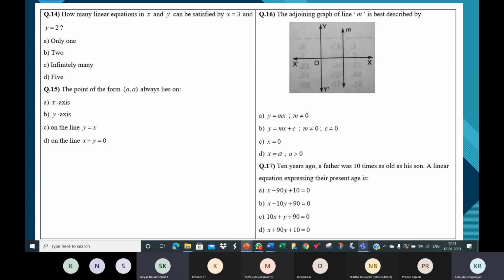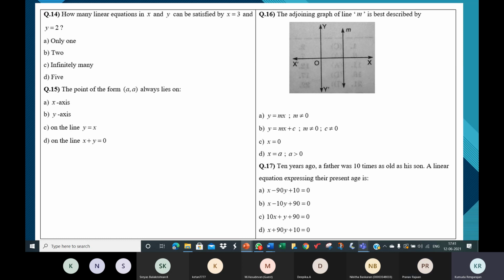Ma'am, y is equal to mx. Okay, I'm still in the 15th one. So A is not possible. B is also not possible for the 15th one. And D means the x coordinate plus the y coordinate is 0. Then tell me for the 15th one, if option D should be the option, how should the point look like? Minus 1 and plus 1, ma'am. A comma minus A or minus A comma A.